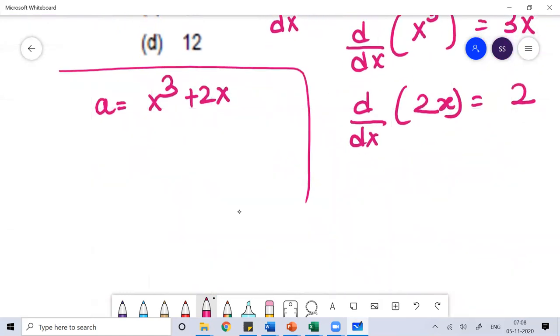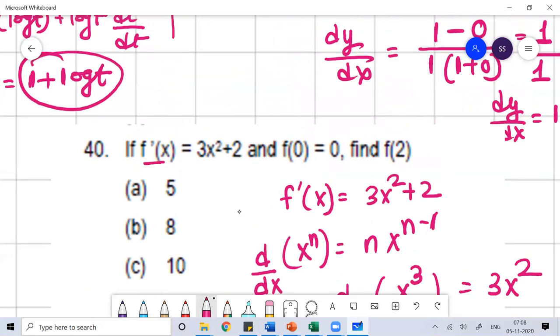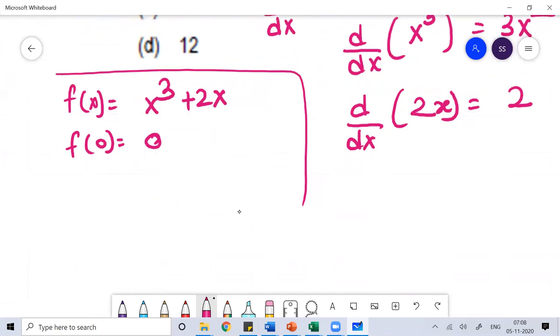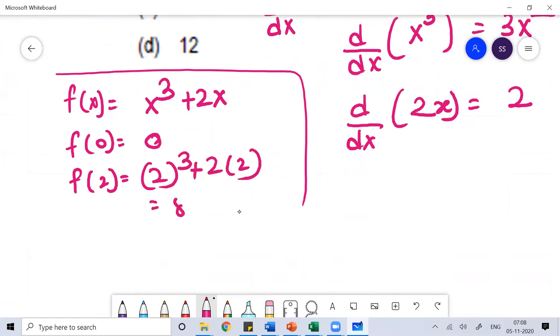So if you put zero here in place of a, this is fx; your fx was basically this. So here if you put zero, you'll get zero. Now if you put two here, this would be two whole cube plus two into two. So this would be eight plus four.